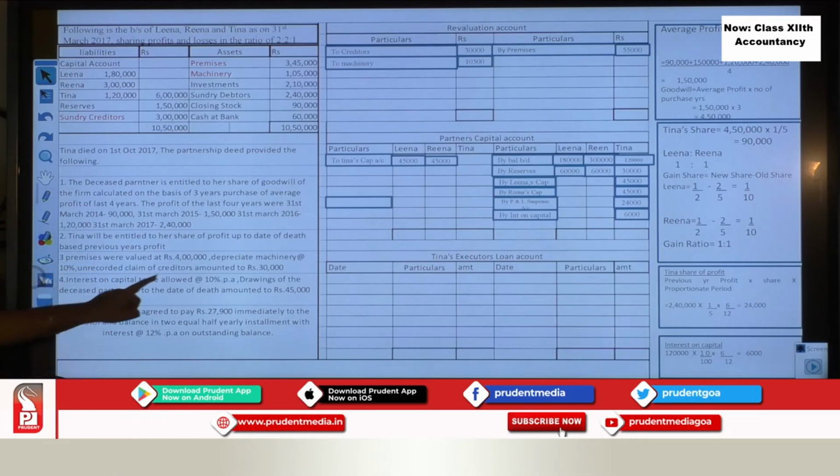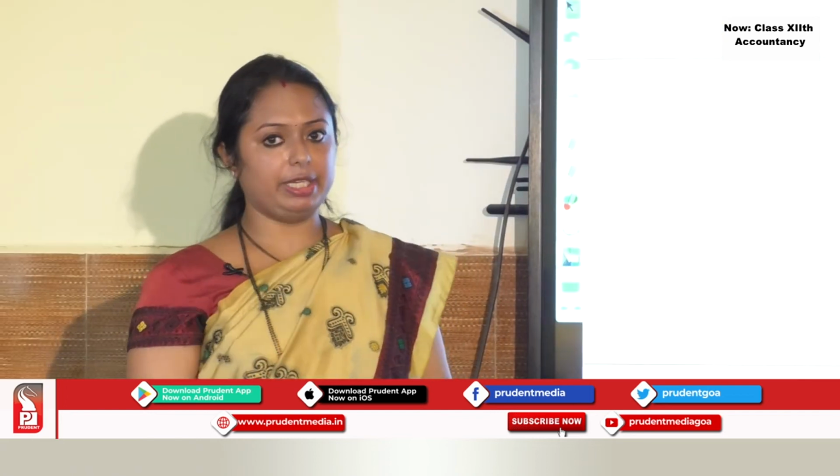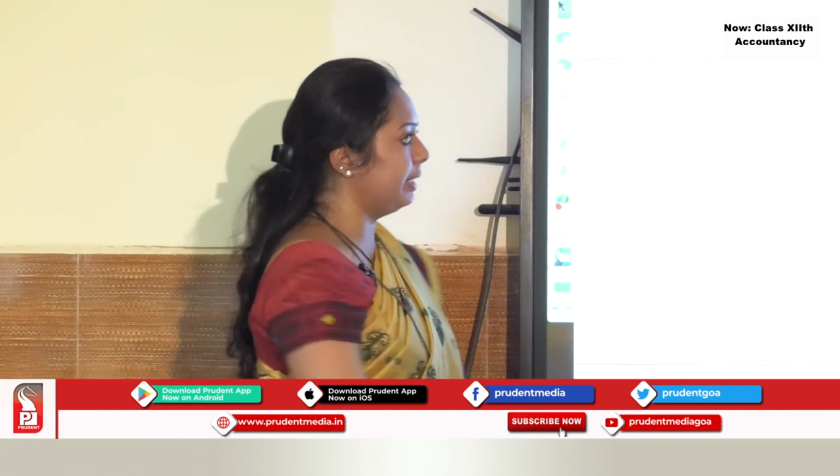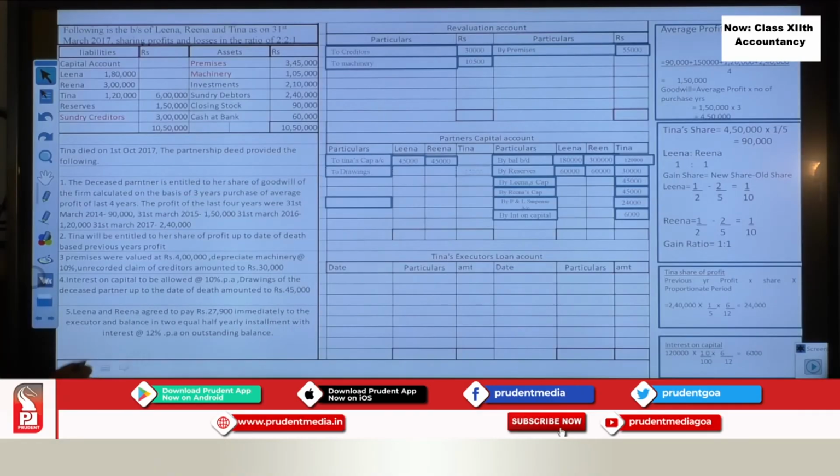Next, you are given drawings of the deceased partner. The partner has made drawings. So, the drawings will decrease the partner's capital balance. Anything which decreases the partner's capital balance is debited. So, it will be 45,000. So, we are done with this adjustment.